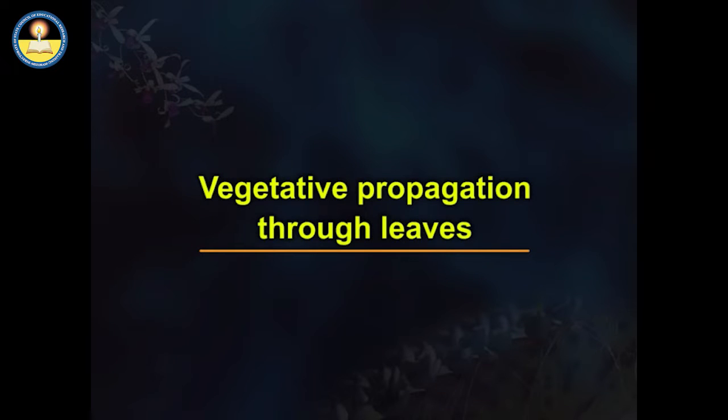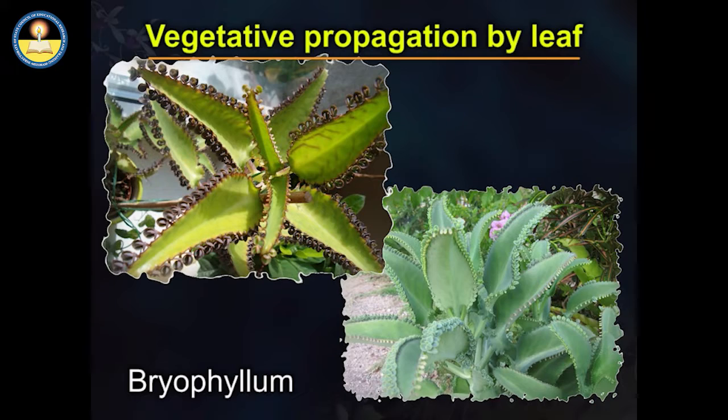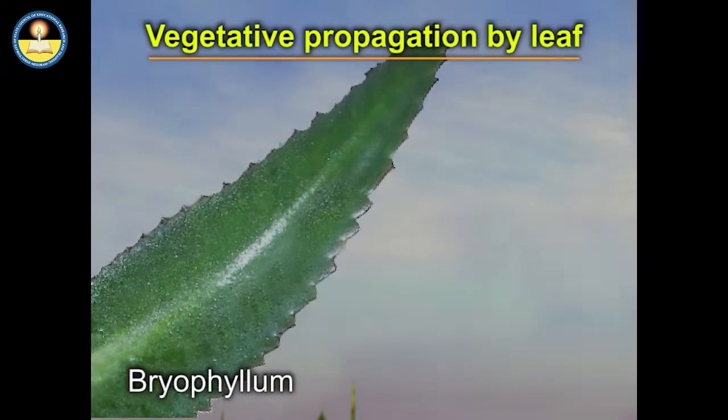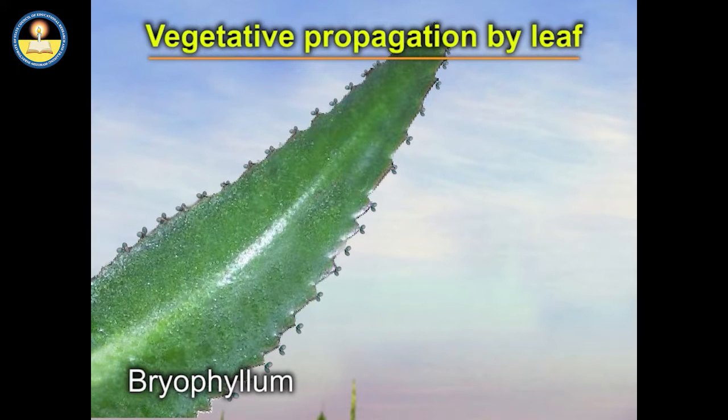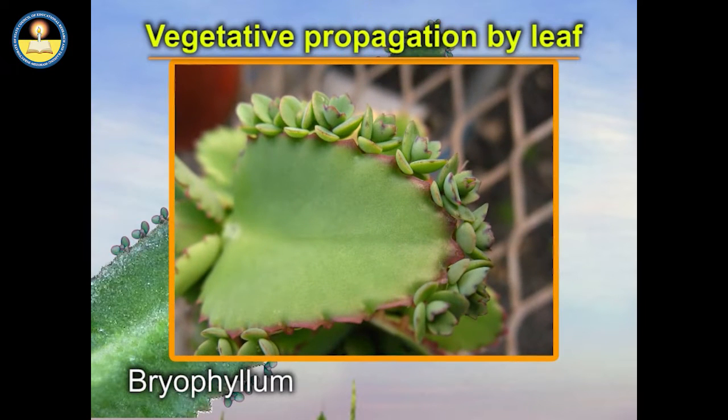Vegetative propagation through leaves. Leaves of a number of plants produce adventitious buds in their marginal notches. In Bryophyllum plant, the buds are produced along the leaf margin. These buds form roots at their base.